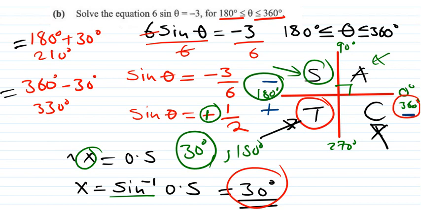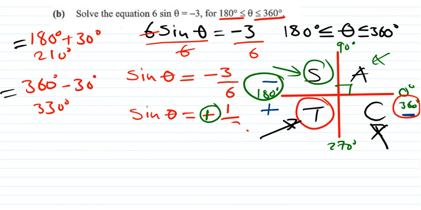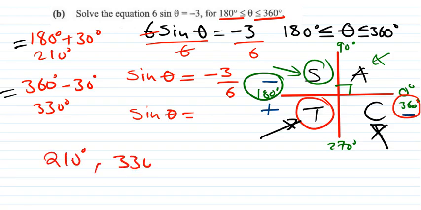So to verify your answers, please grab your calculator. The answers we found are 210 and 330 degrees. So attempt to punch sine 210 and sine 330 on your calculator, and you're going to get negative 1/2 or negative 0.5. I hope I've explained to a point where you've understood this.